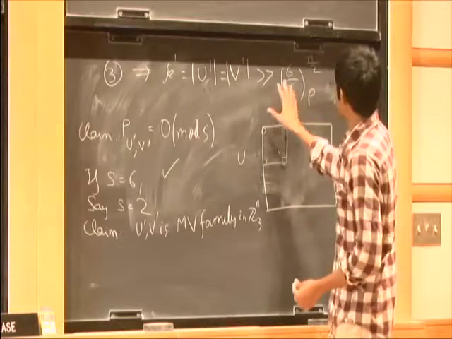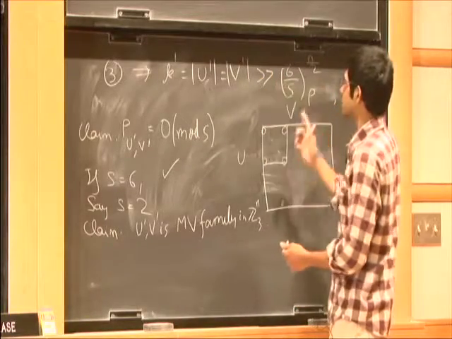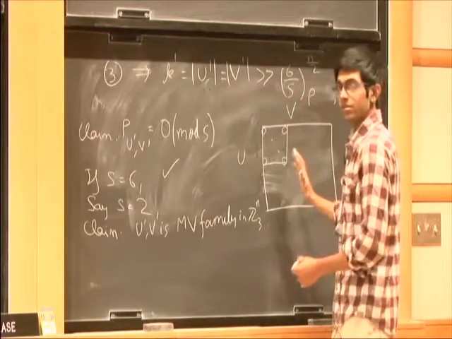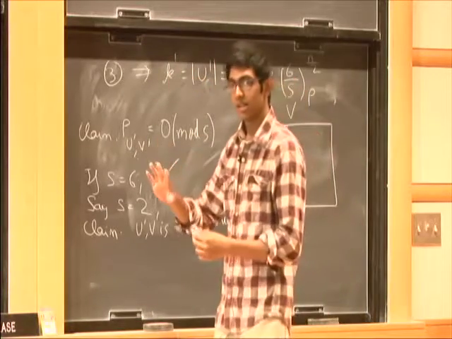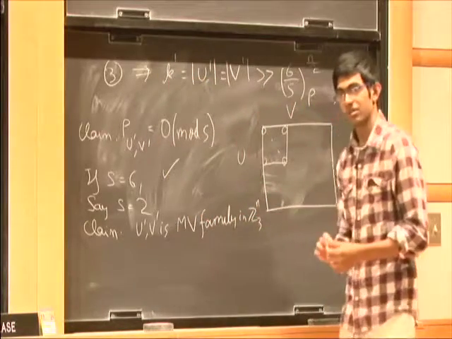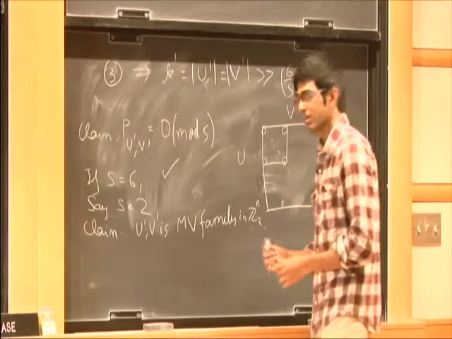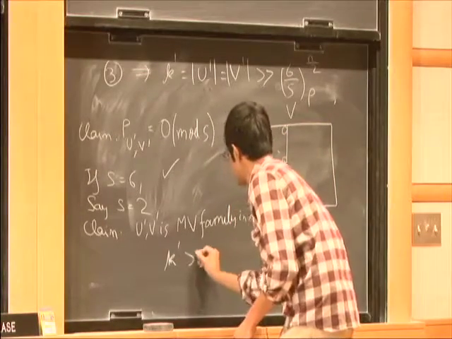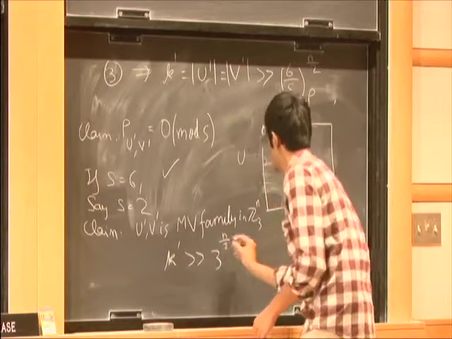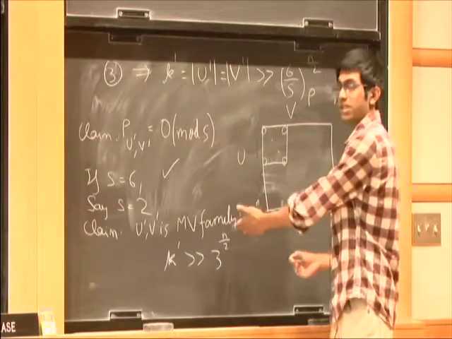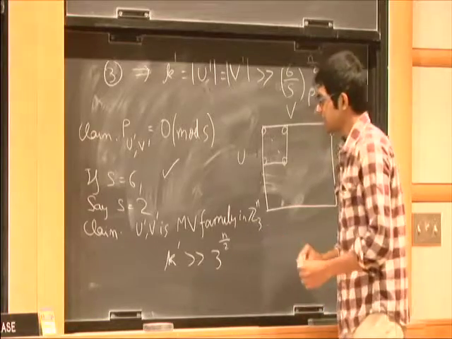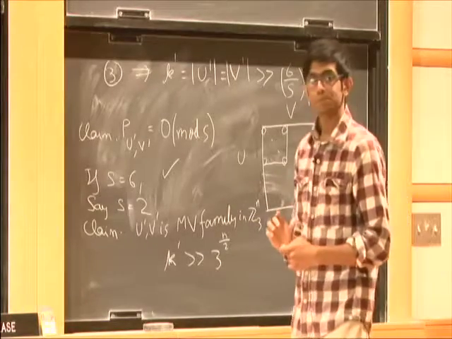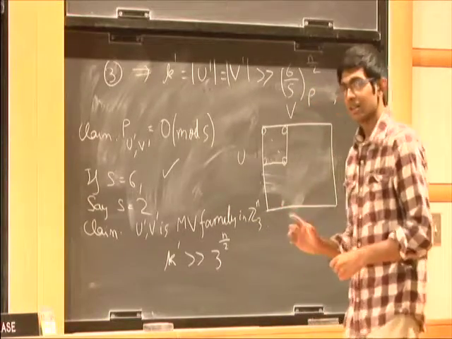So what do you have? You have a matching vector family of size much greater than 3^(n/2), but by the prime bounds you know that it can be at most 3^(n/2). So you have a contradiction. You have k prime much greater than 3^(n/2), which is not possible for a matching vector family in n. Otherwise you reduce to smaller n.